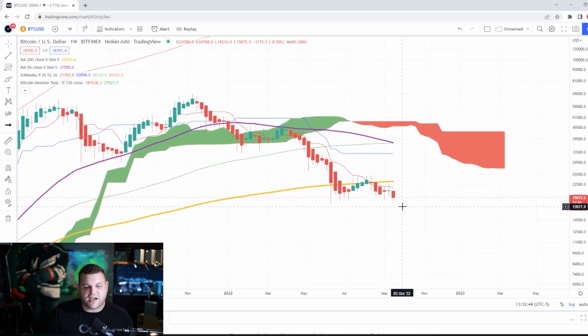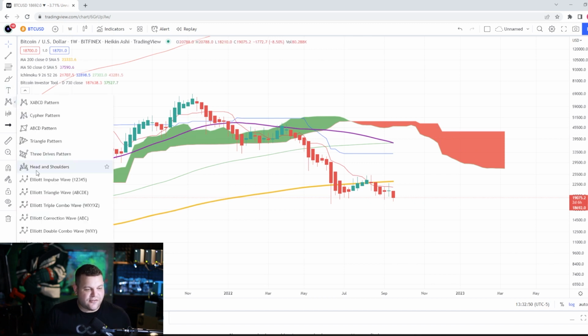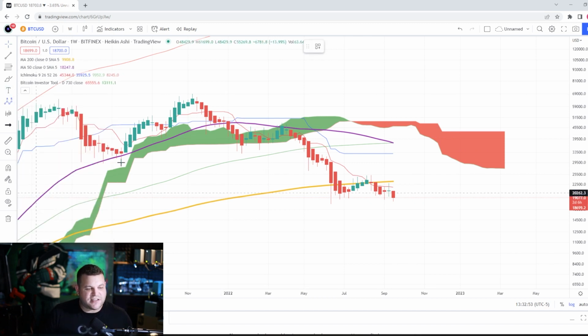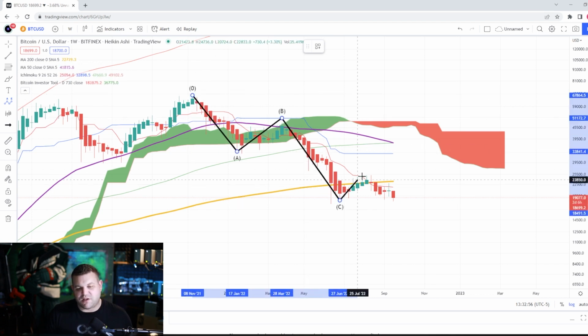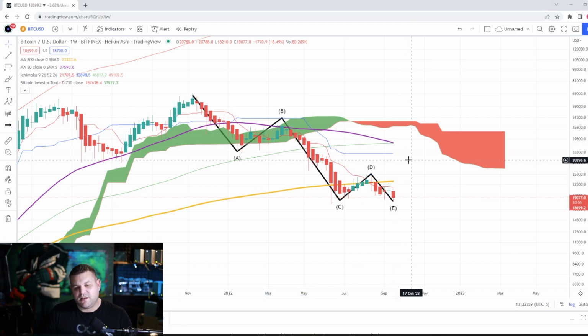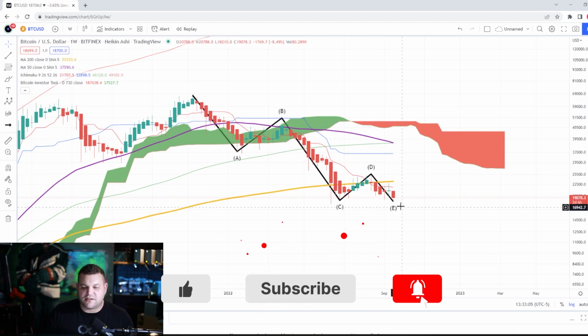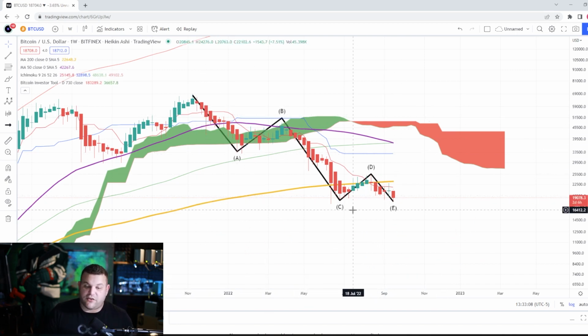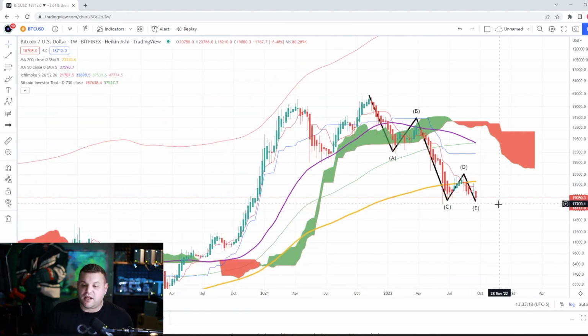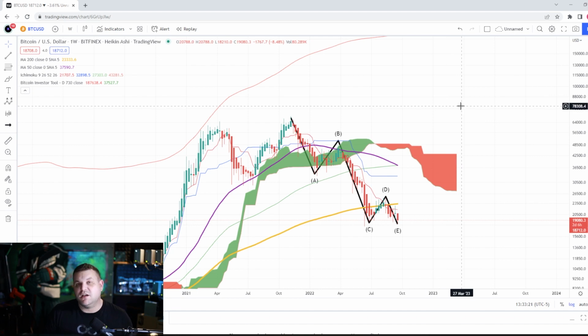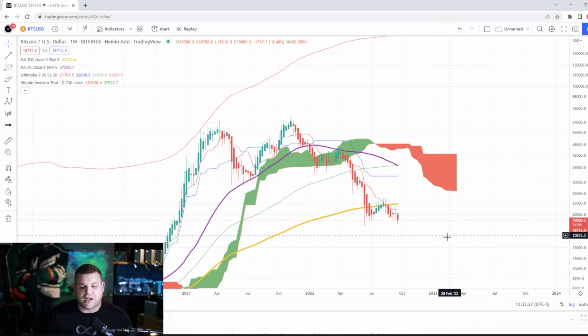The one thing that does worry me a bit is that I'm trying to understand if we have some sort of an ABCDE corrective wave playing out. I think this is a logical approach to draw this little dimension to say that maybe we have had an ABCDE Elliott wave theory correction. It appears that way to me. So I am hoping that we can get a bounce and really start ripping this price action to the upside. Hopefully we can see some new all-time highs soon.